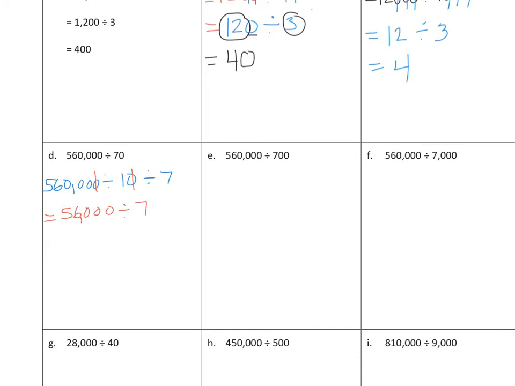Circle the basic math fact. 7 and 56. Those are basic math facts. 56 divided by 7 is going to be 8. And then you're going to go ahead and include the 3 zeros to make it 8,000.